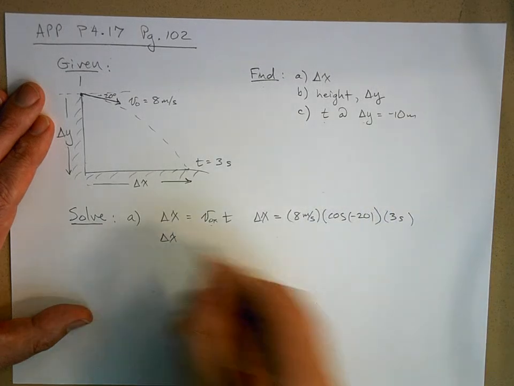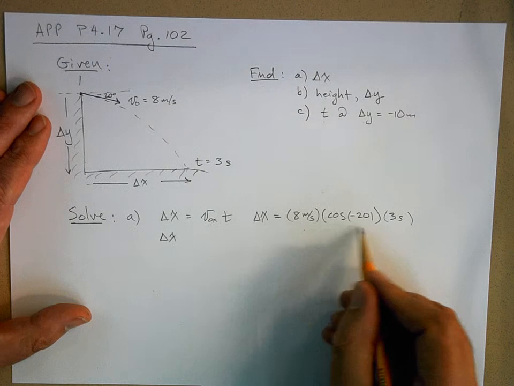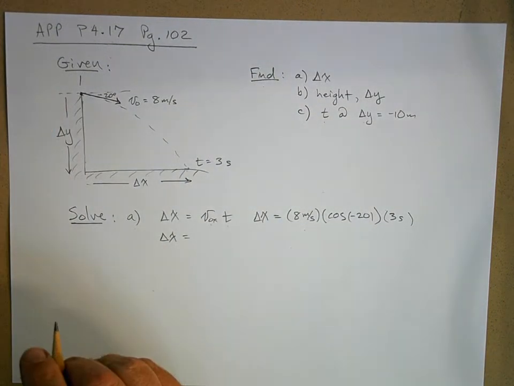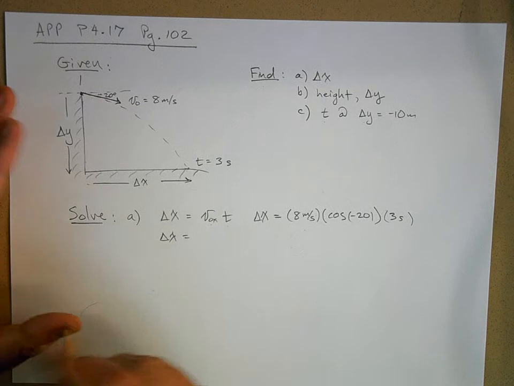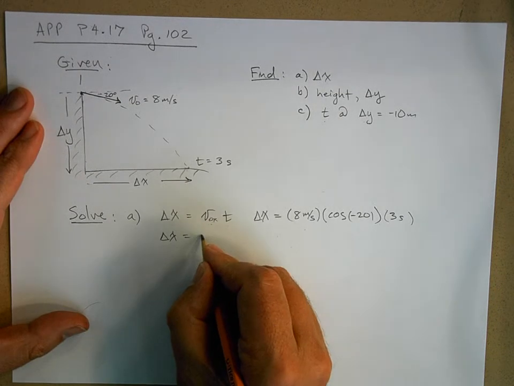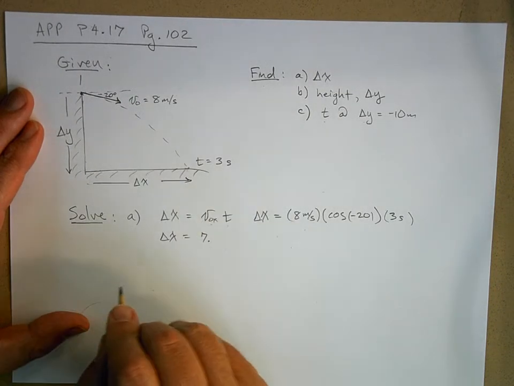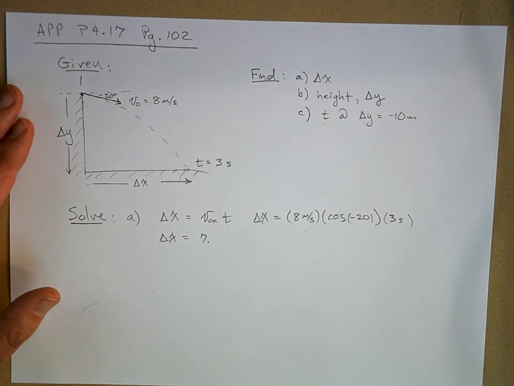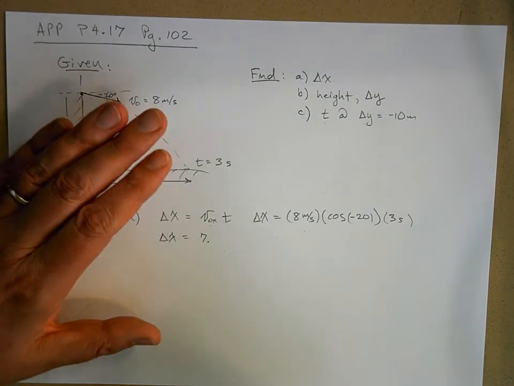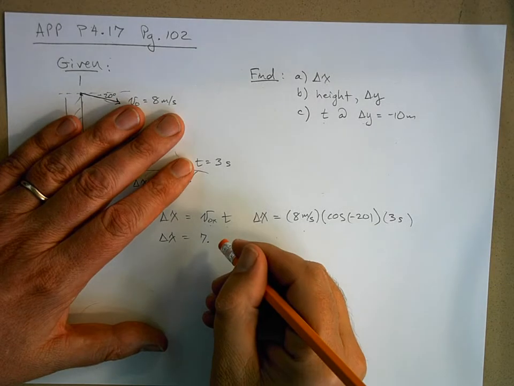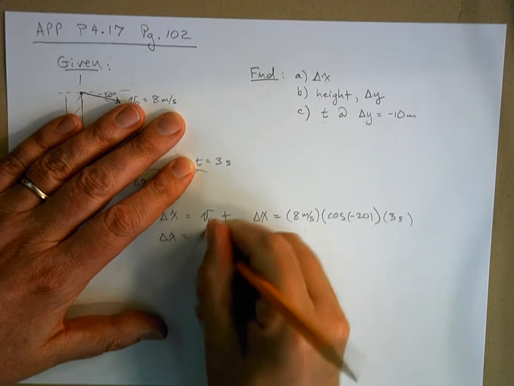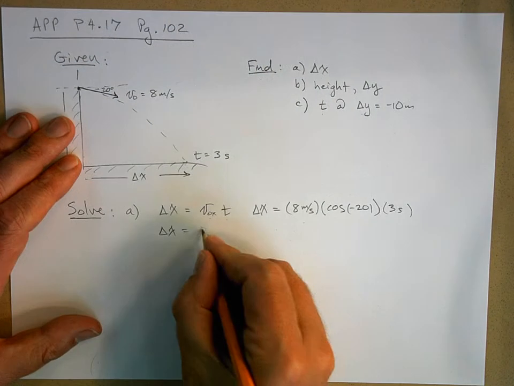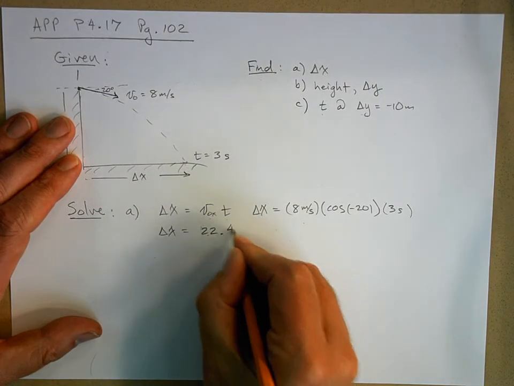So when you go 8 times the cosine of 20 times 3, what do we get? 7.5. What is it? 7.5. Oh, I mean, 7.5 is the velocity in the x direction. Yeah. And then you multiply that by time. I'm just going to go for the whole calculation here. 22.4 meters. Okay?